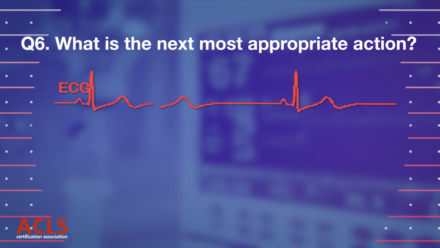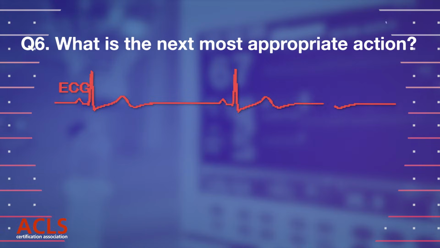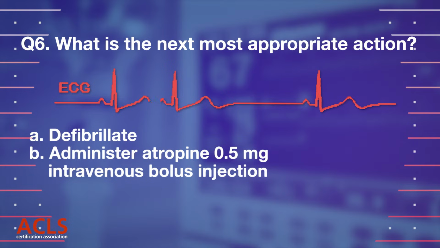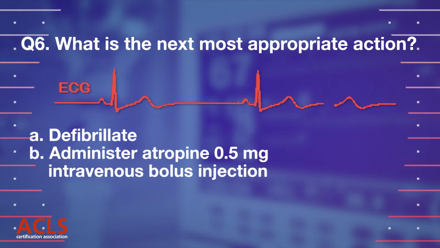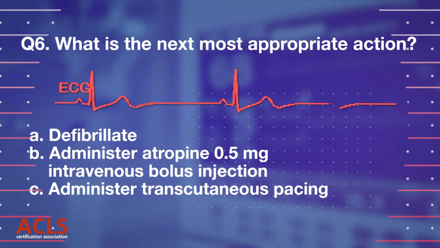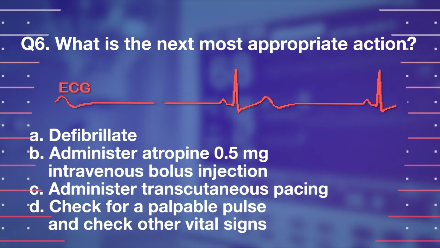Question 6. What is the next most appropriate action? A. Defibrillate. B. Administer atropine, 0.5 milligram intravenous bolus injection. C. Administer transcutaneous pacing. D. Check vital signs.